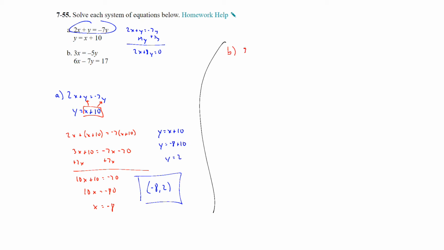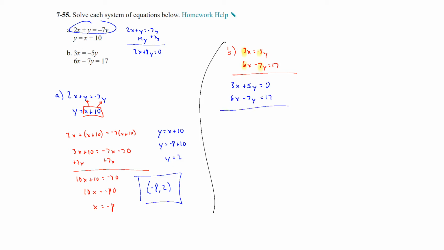Part B, you have 3x equals negative 5y and 6x minus 7y equals 17. If I'm trying to do substitution here, because all of my coefficients are some value other than 1, then most likely I'm going to get fractions if I try to solve for one of those variables. So instead of doing that, I'm going to rewrite this so that I have all my x's and y's on the same side. So I'm going to add the 5y, which means I have 0 left on the right side. And then my second equation is already set up that way, where I have my x and y lined up and my constants on the other side.